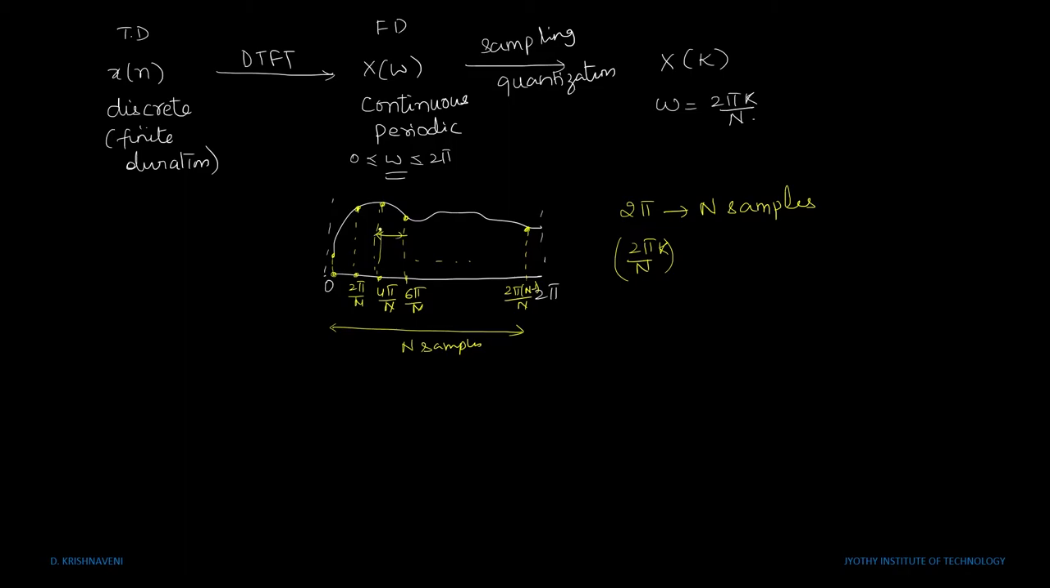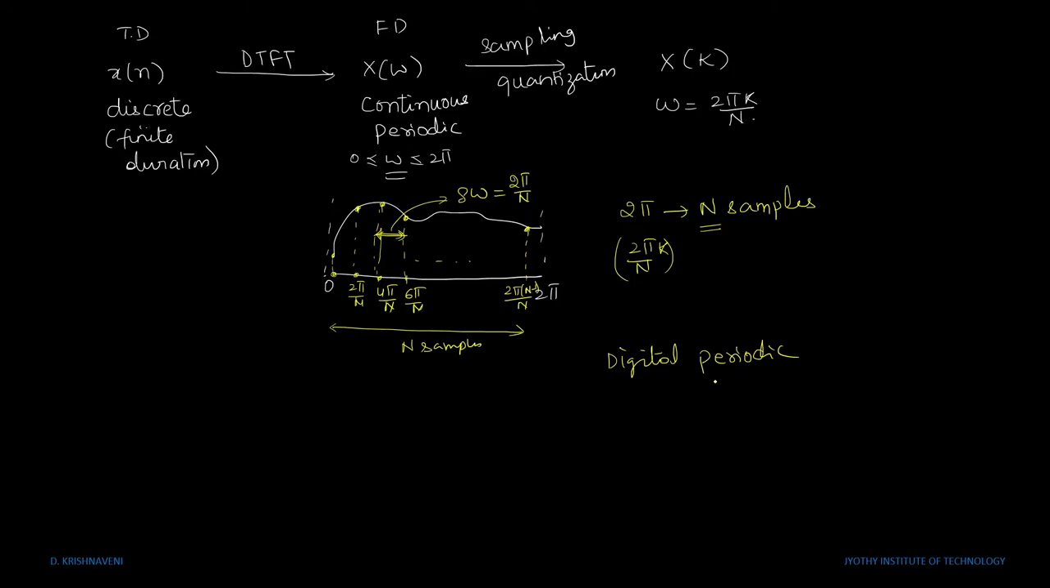And what is the spacing between any two samples? The spacing between any two samples, that is delta omega, is equal to 2 pi by N. This is how sampling takes place. So in the complete 2 pi duration of that one cycle of the continuous periodic signal, we take N samples, so that every 2 pi by N interval we take a sample. So thus N samples per cycle are taken, or in other words, sampling is performed and this continuous periodic signal will be converted to a digital periodic signal.